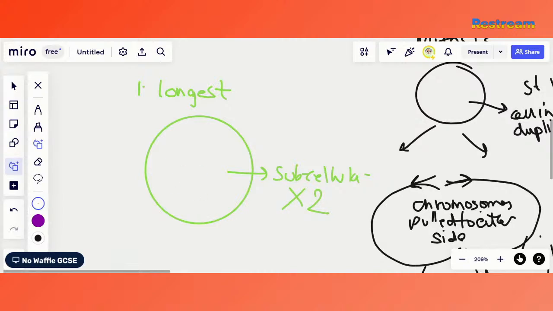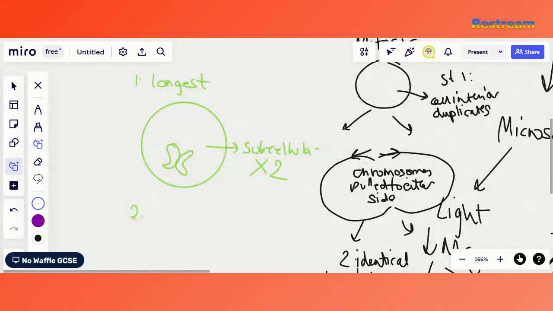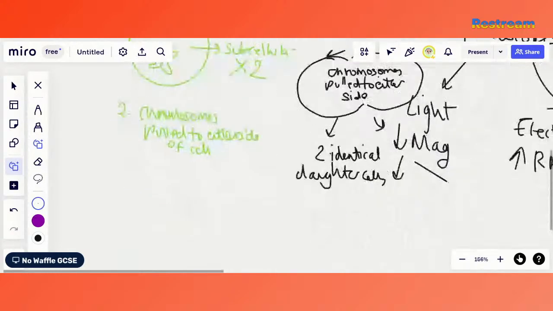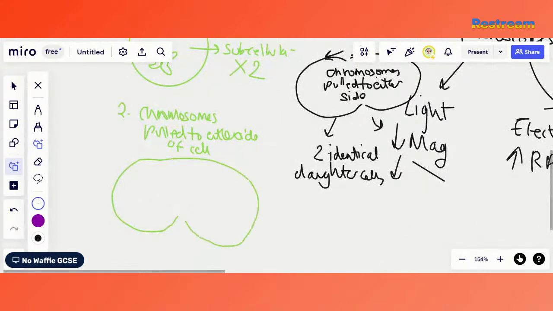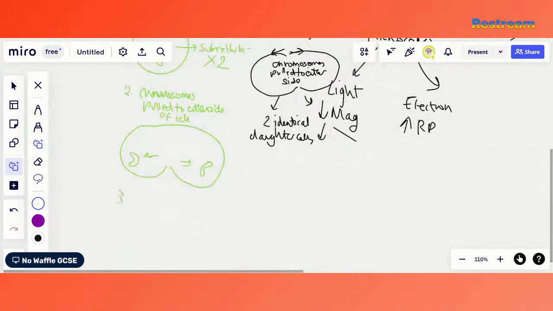So the chromosomes become X-shaped. That's when that happens. Then the second stage is when the chromosomes and other subcellular structures are pulled to either side of the cell. You can see the beginning to form two different cells here. And this is relatively quick. And then the final stage where the cell membrane and cytoplasm split, forming two identical daughter cells.